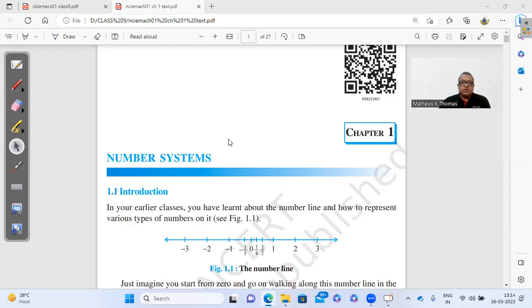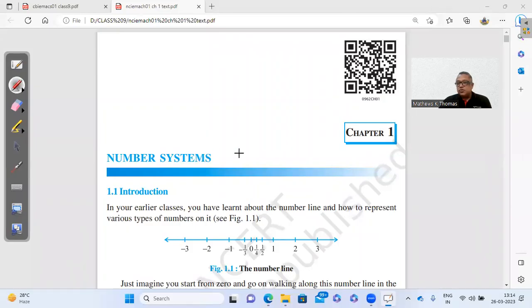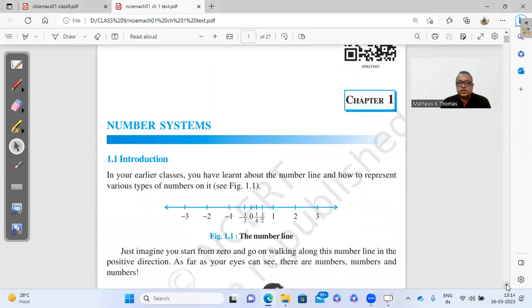Our first chapter is number systems, the base of which you must have done in class 8. So I'm going to give the introduction to the number system, and then we'll gradually solve the questions related to it. So in the number system, the first thing that we have to understand is the number line.